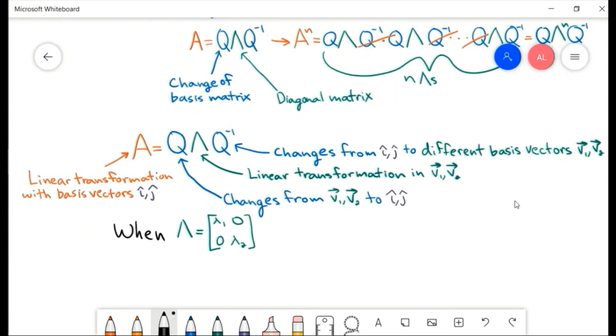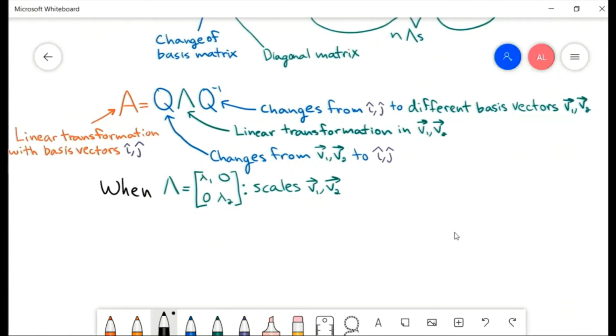Now, what happens when lambda is diagonal? So this is for arbitrary matrices. What if lambda is diagonal? Well, notice what diagonal matrices do. They scale. So lambda once again is a linear transformation in our new basis vector system. So in fact, lambda scales v1 by lambda 1, the first diagonal entry, and v2 by lambda 2. And this is once again for the 2D case. We can have n lambdas and n v's if our recursion has n terms.